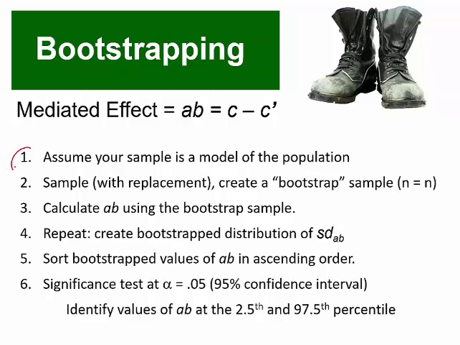And then I'm going to assume that my sample is a model of the population so that I can simply copy and paste my sample and make duplicates of my sample and add them together. So I take my sample of 100, copy and paste it. Now I've got a sample of 200, and then copy and paste that. And now I've got a sample of 400.